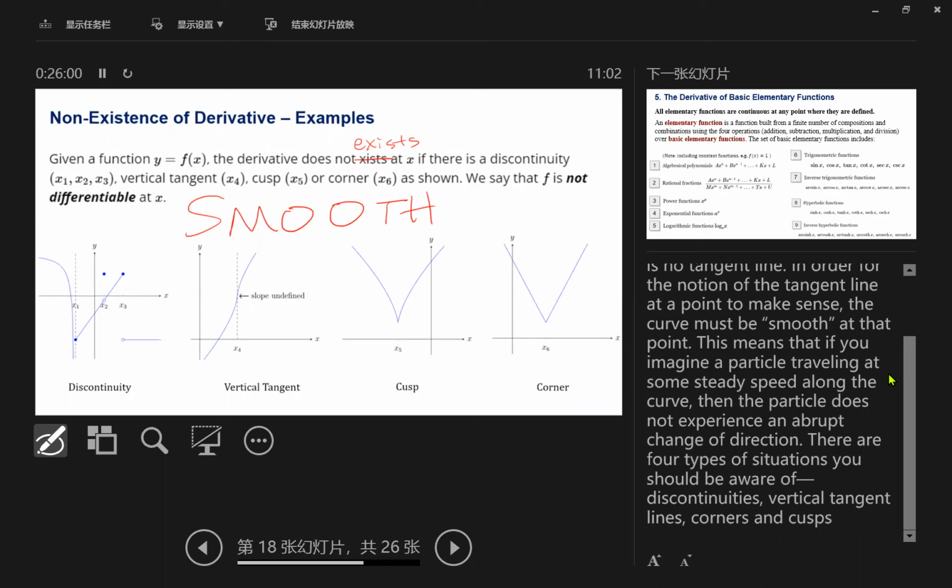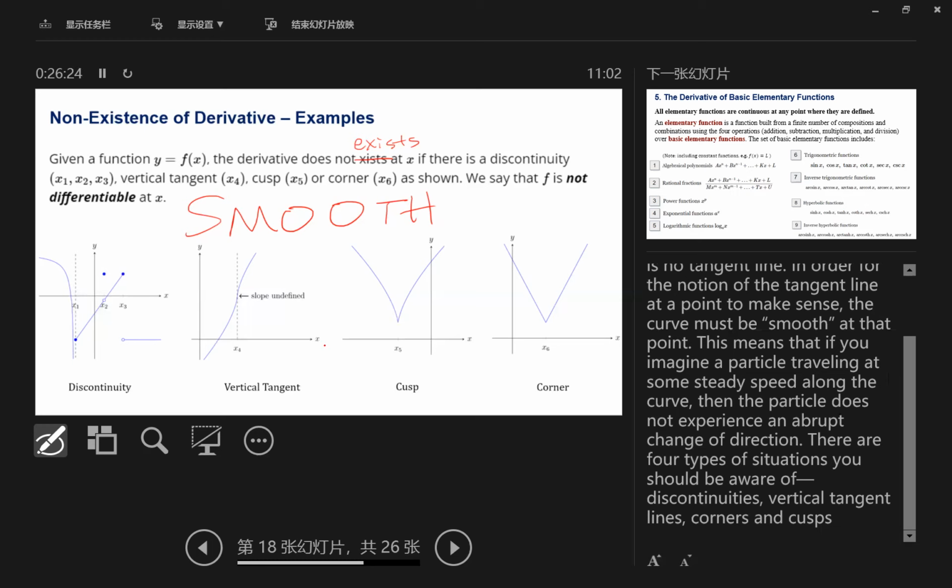Okay, we have just listed some typical examples, right? There are 4 types of situations you should be aware of. Either first one, discontinuities. Second one, vertical tangents. Third one, cusps. And last one, corners.